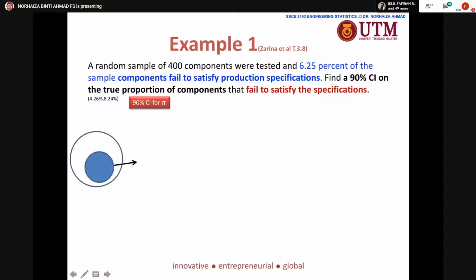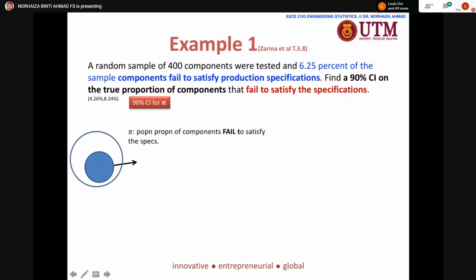So let's say this is your diagram for population and sample. Here you need to define pi. I think it's going to be handy if you can write down the definition. So here pi means the population proportion of components that fail to satisfy the specs. Okay, what is the information given to us?